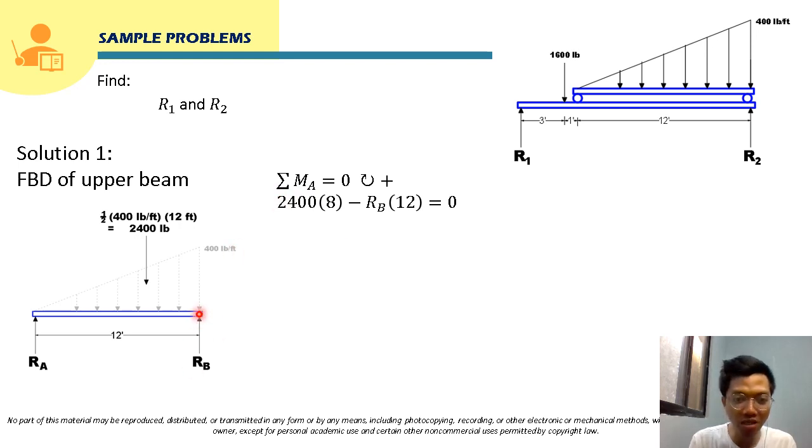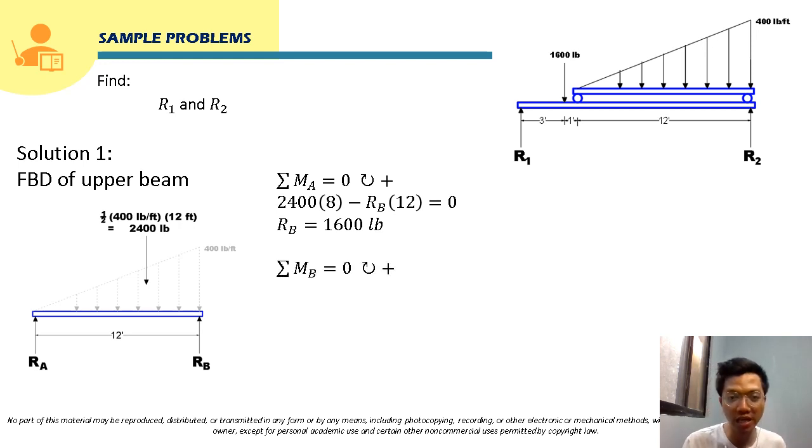Now for RB, its moment about point A will be RB times 12, and its rotation about point A will be counterclockwise. That's why it will be negative here, and it will be equal to 0. So we can now solve for RB. Solving for RB, it will be 2,400 times 8 divided by 12, since we transposed RB times 12 so that it will become positive. So the answer for RB will be 1,600 pounds. This will now be the reaction at B.